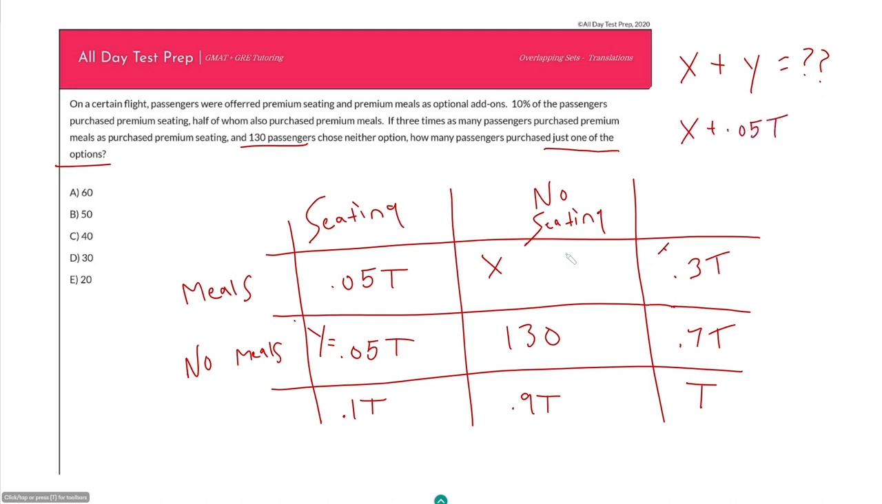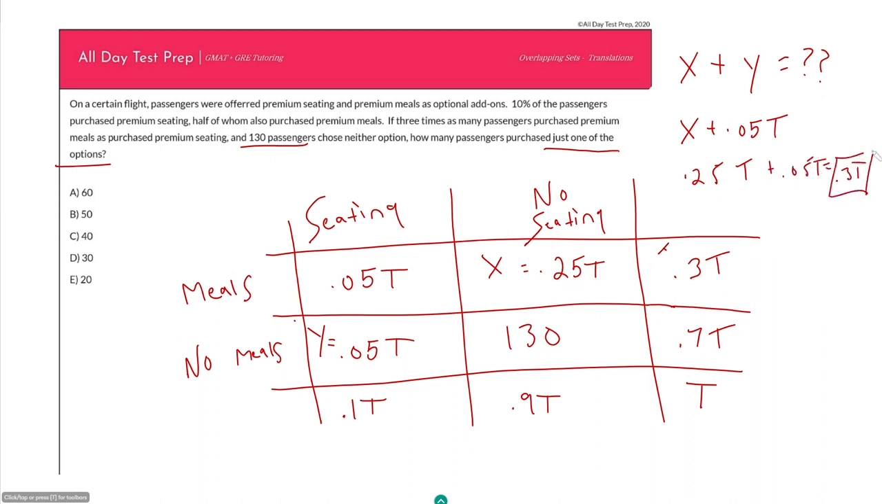Now, if I can get my Y in terms of T, it looks like most of my boxes are in terms of T. Can I get my X in terms of T? And it looks like I can, because if 0.05 T is here, 0.3 T here is in my total meals, this X must be equal to 0.25 T. So X plus Y is really 0.25 T plus 0.05 T, which is just 0.3 T, is what I'm looking for.